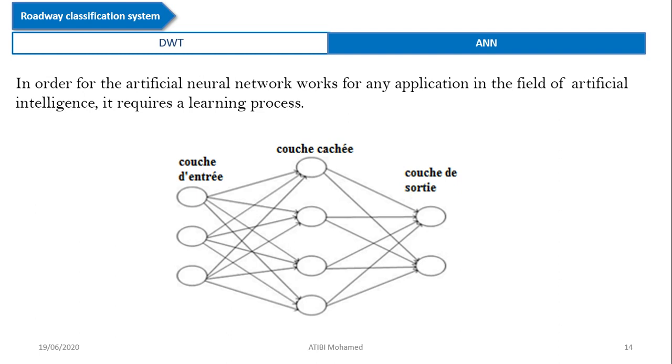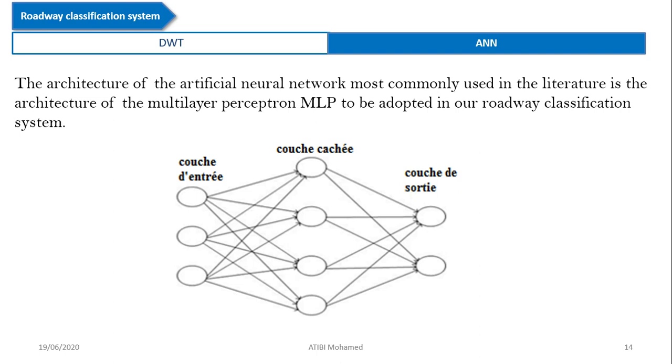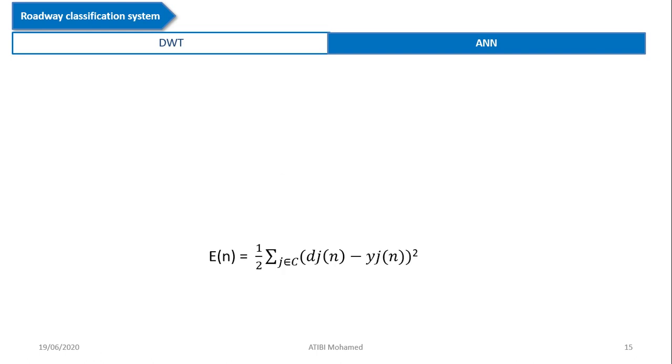In order for the artificial neural network to work for any application in the field of artificial intelligence, it requires a learning process. This process consists of adjusting the connection weights between neurons, called synaptic weights. The architecture of the artificial neural network most commonly used in the literature is the multi-layer perceptron architecture, to be adopted in our roadway classification system.